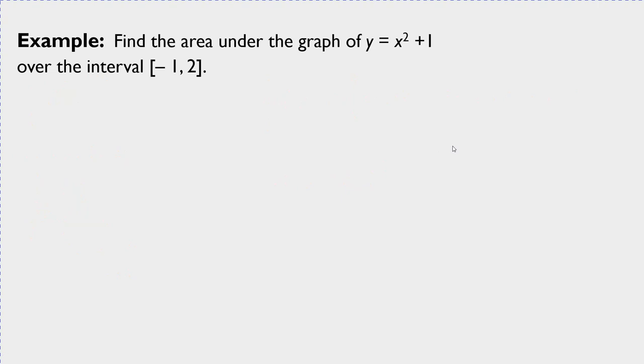Let's find the area under the graph of y equals x squared plus 1 over the interval from -1 to 2. First off, let me just show you what this graph is going to look like. When you plug in -1, you get -1 squared plus 1, which is 2.